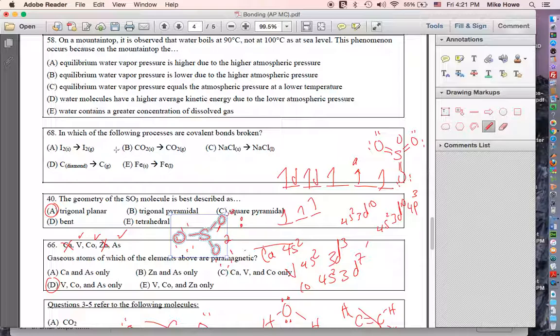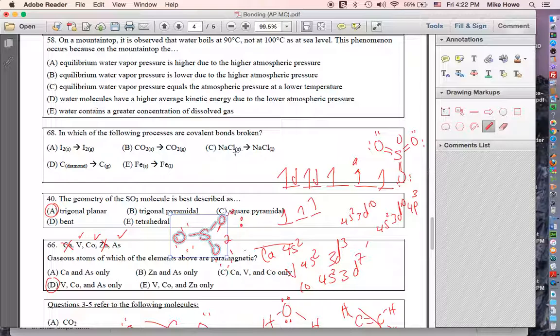Number 68, in which of the following processes are covalent bonds broken? Well, if you go from solid to a gas, you're breaking attractions between molecules, but you're not breaking any covalent bonds because they're still I2s. Same thing here. The CO2 is still CO2.